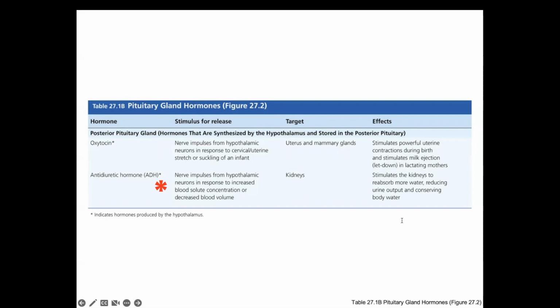ADH, or antidiuretic hormone, targets the kidneys and stimulates the kidneys to reabsorb water and decrease urine output if our body detects we are dehydrated.